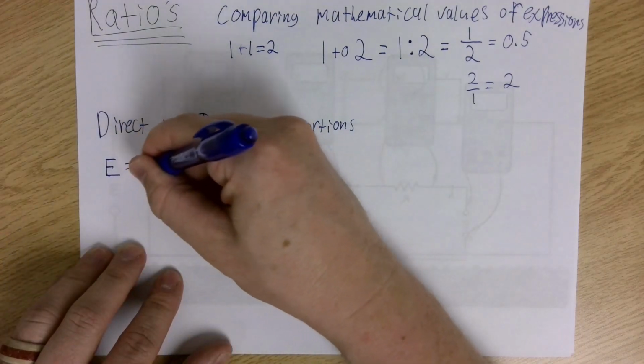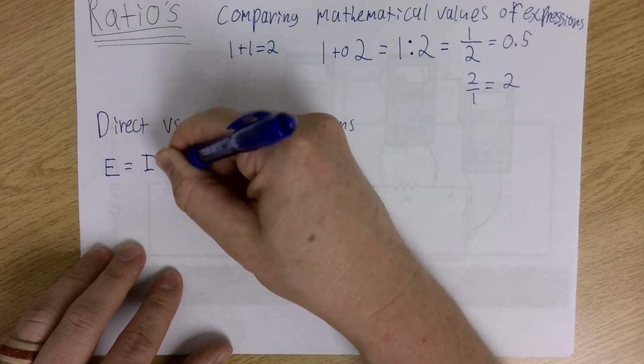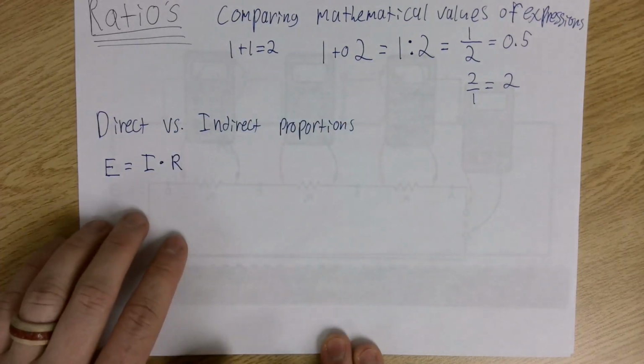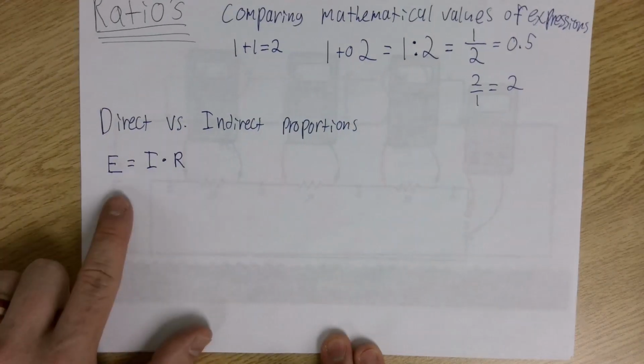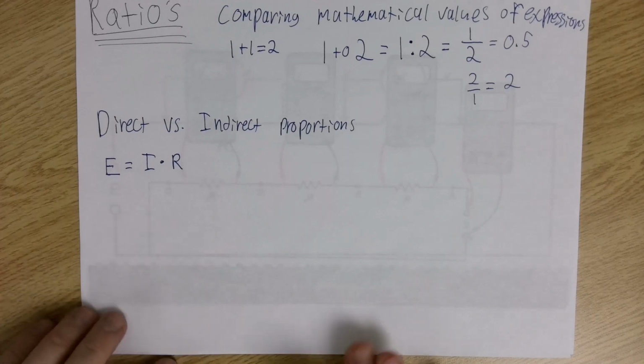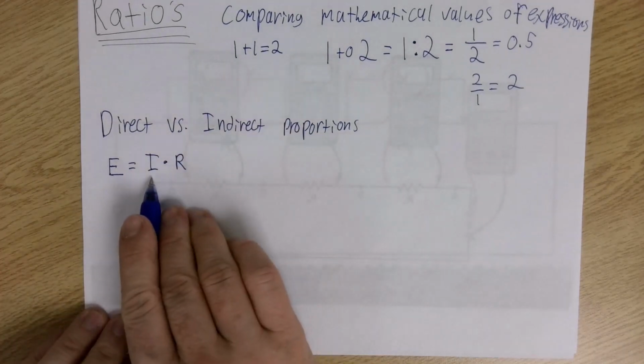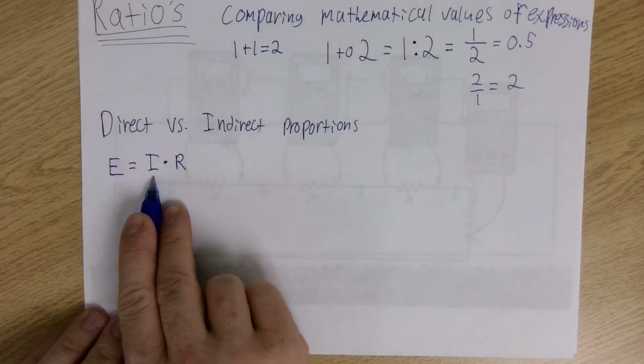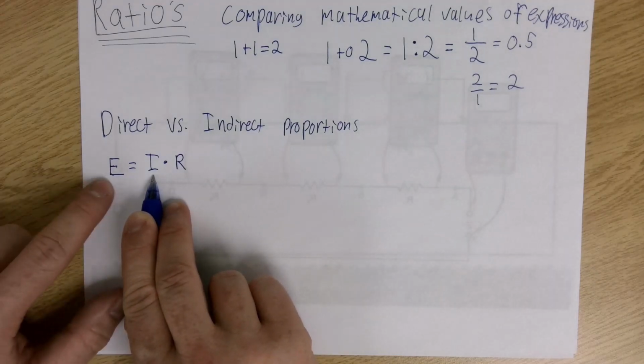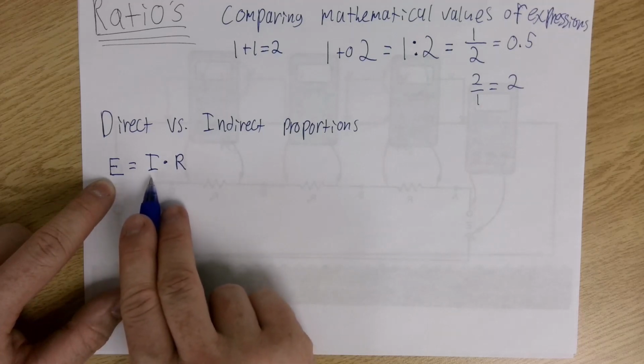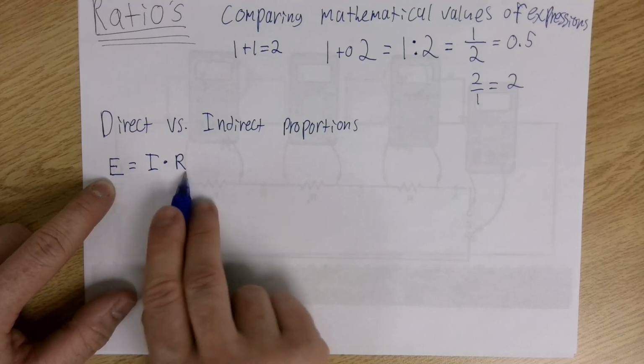E equals I times R, right? That's another way of writing Ohm's law. If we transpose Ohm's law, we can get this. So E equals I times R. Now, if the I increases in this formula, the E will also increase, right? If you have 2 times 2, that would be 4. If you have 3 times 2, that would be 6.